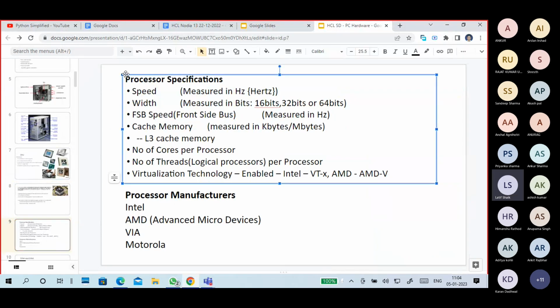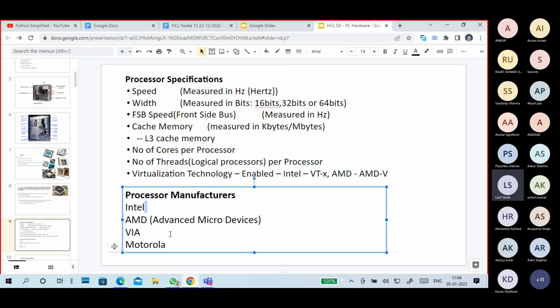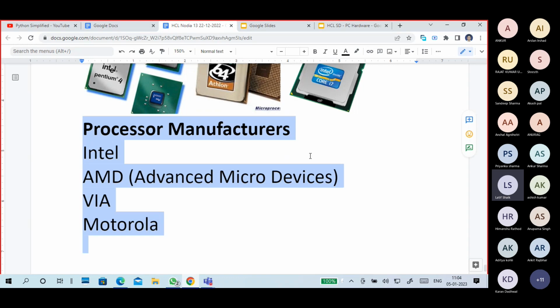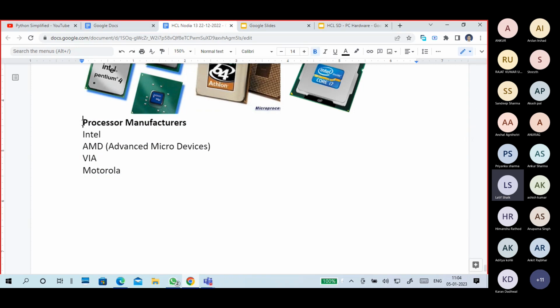When you want to buy a processor, first of all, there are different manufacturers of processors. Nowadays, guys, mobile phones also have a processor, of course, even a smartphone or a feature phone, a small phone. Different manufacturers are there. The main computer-based processors are Intel, one of the main competitors. The next one is AMD. Intel and AMD.